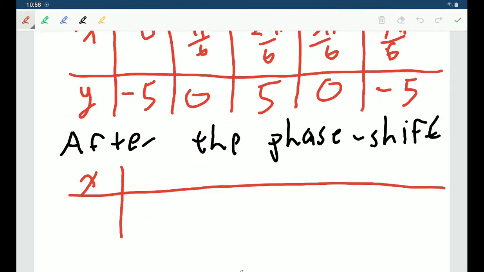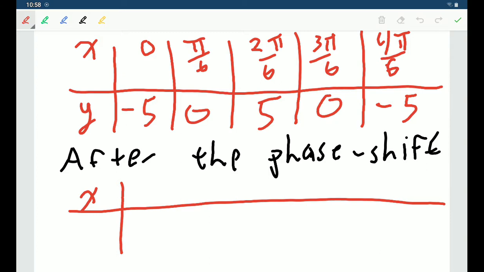And so 0 minus 2 pi over 3, that's negative 2 pi over 3. Pi over 6 minus 2 pi over 3, that would be negative pi over 2. Again, if you're having trouble doing the subtraction, just ignore the pi for now. Instead of thinking about pi over 6 minus 2 pi over 3, think about 1/6 minus 2/3. And 1/6 minus 2/3 is negative 1/2. So that's where the negative pi over 2 is coming from.